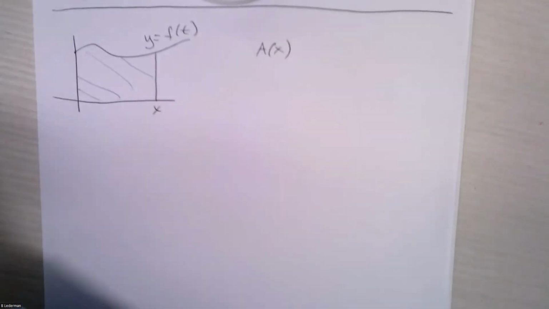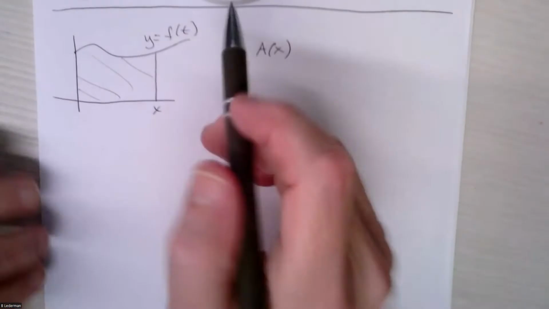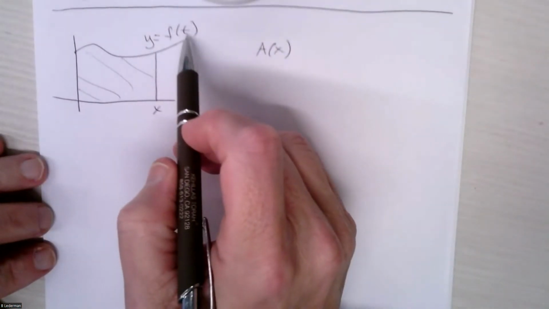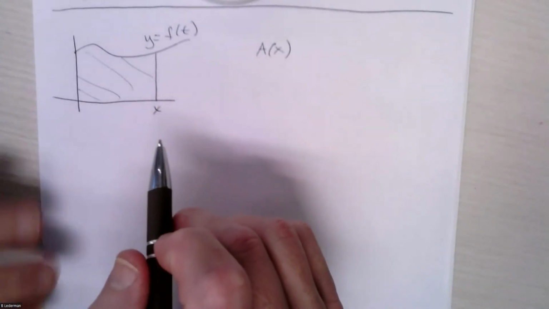I'd like to give you a rough idea of why this theorem is true. So I'm going to go through a pretty rough sketch of the proof. Let's say we have a curve, y equals f of t. I'm using a different variable because I want to have x down here.